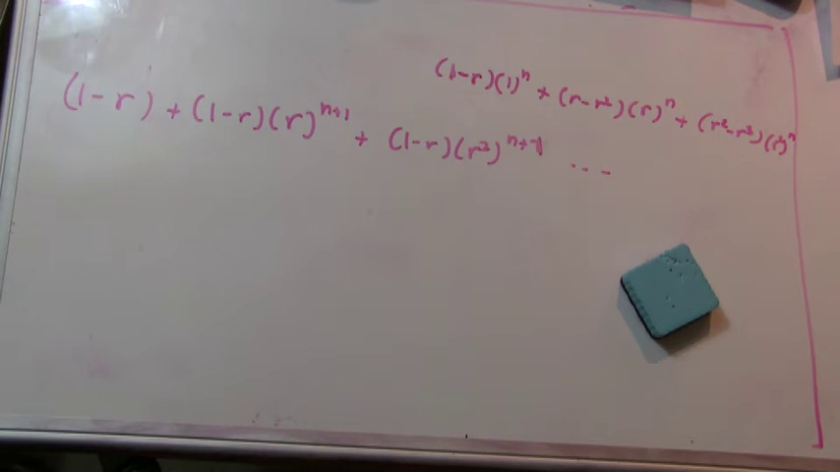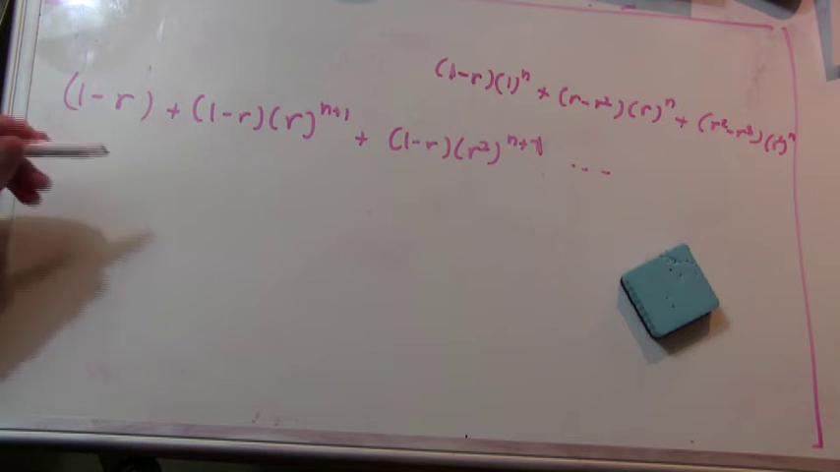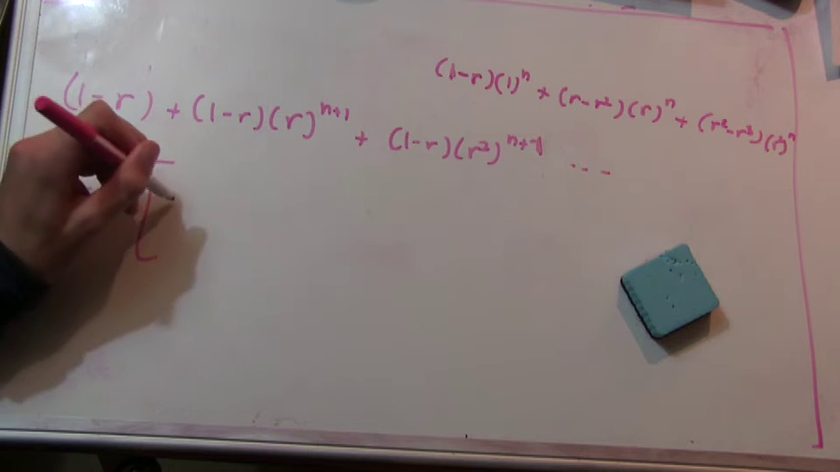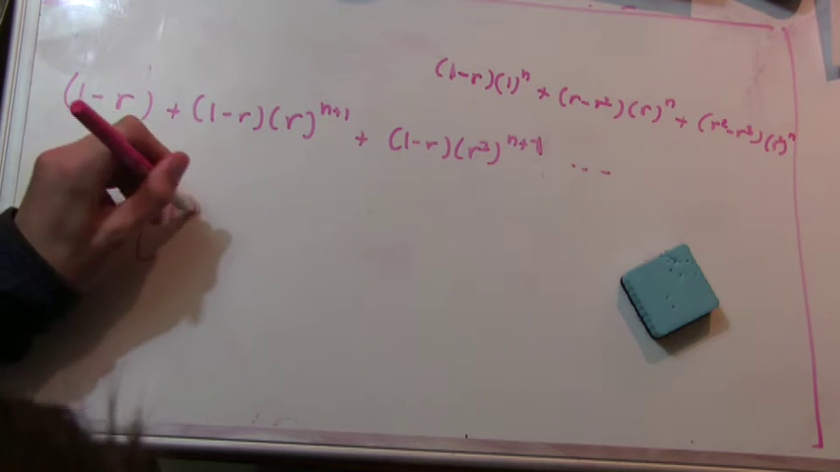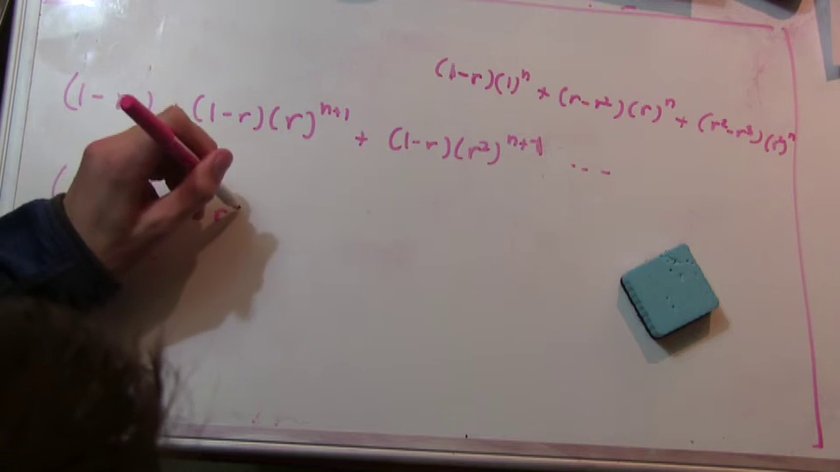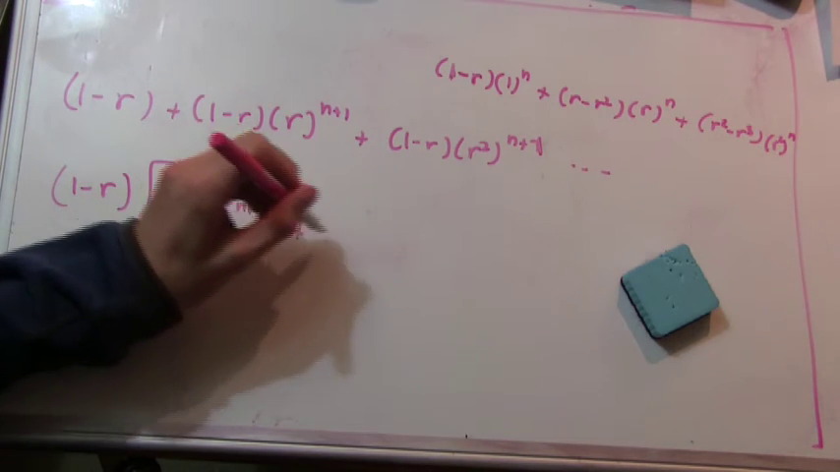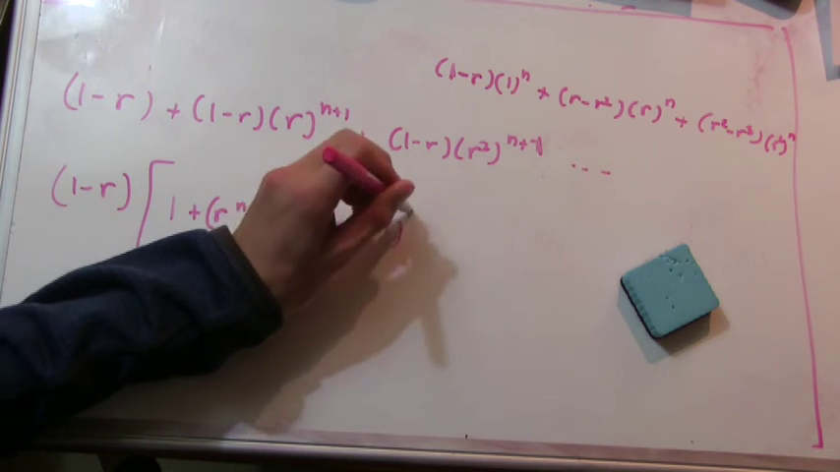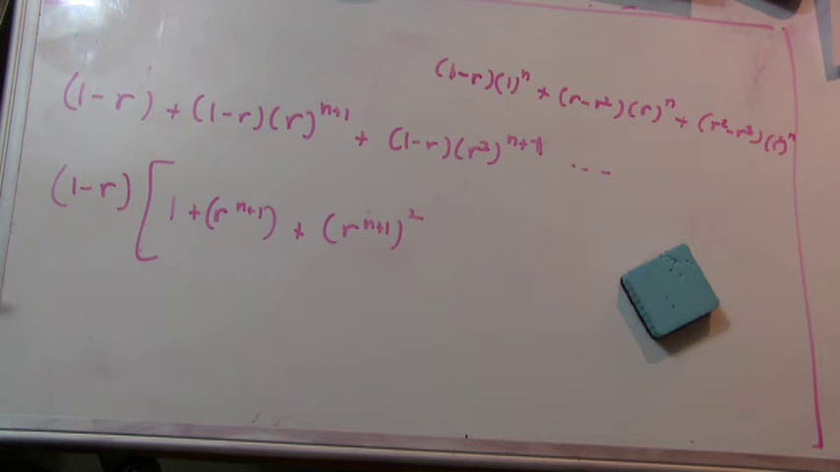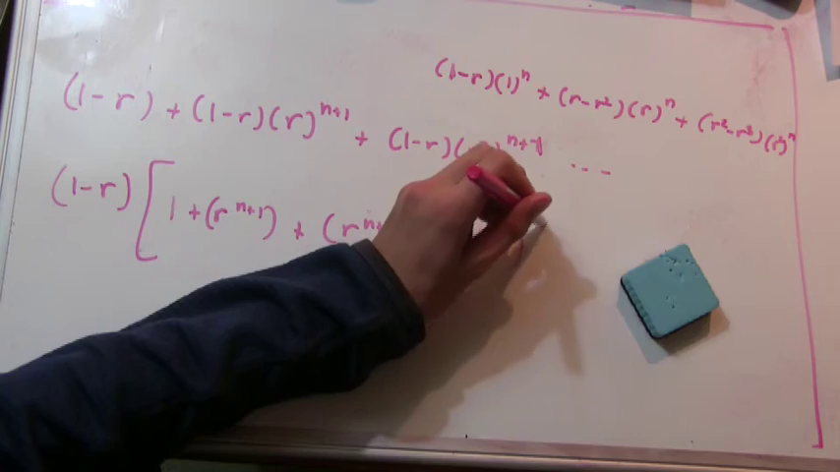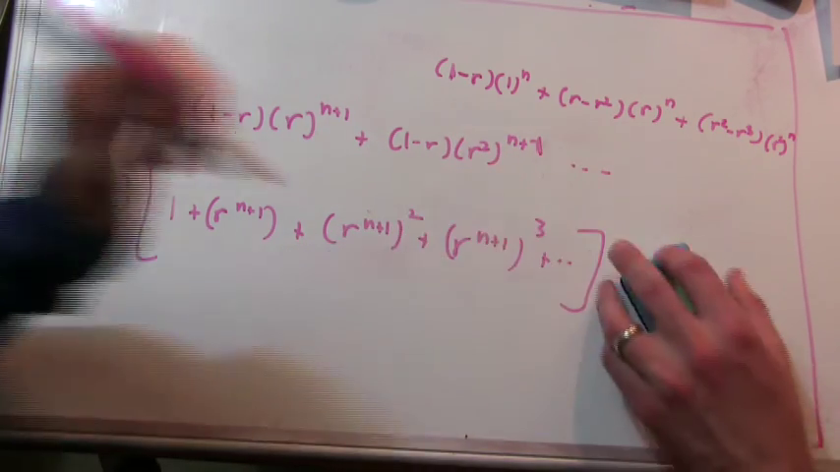So then they factor out 1 minus R. I think 1 plus R to the n plus 1. And then I think they switch the powers around so it's a geometric series. So they say plus R to the n plus 1 squared. And what would the next term be? Plus R to the n plus 1 cubed. Okay, I get it. And on and on and on.